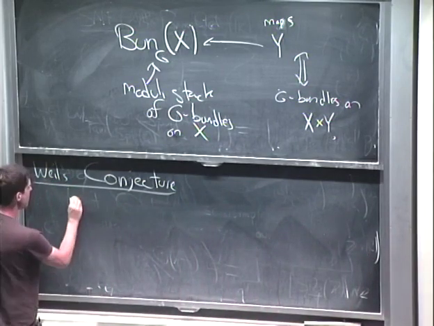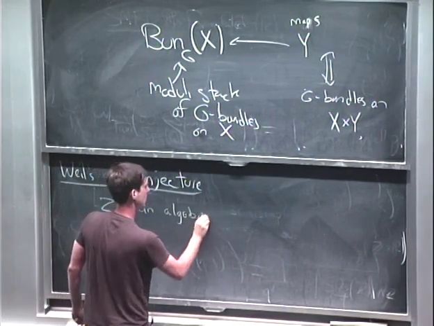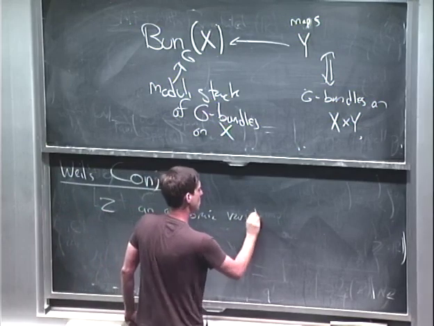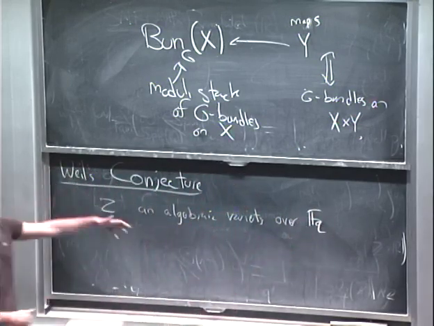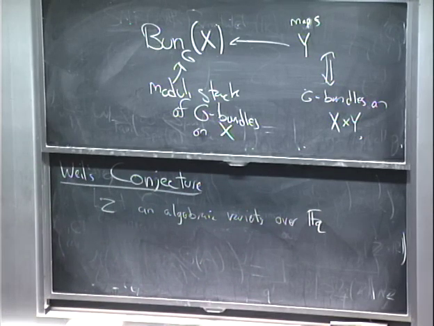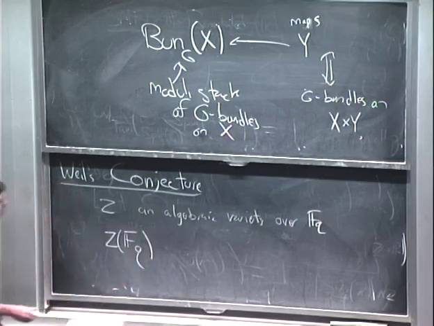Let's suppose that Z is an algebraic variety over F_q. So it's something that's described by polynomial equations with coefficients in F_q. So then I can ask, well, how many solutions are there to those equations in the field F_q? Let me write that set of solutions. I'll call it Z(F_q). So F_q is a finite field. That's a finite set. And the question is, how many elements does it have?